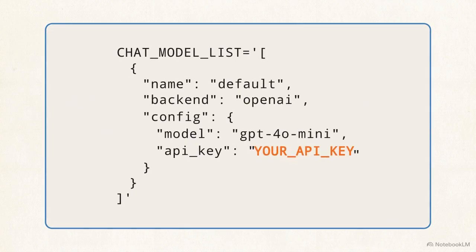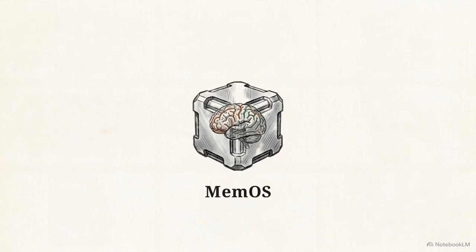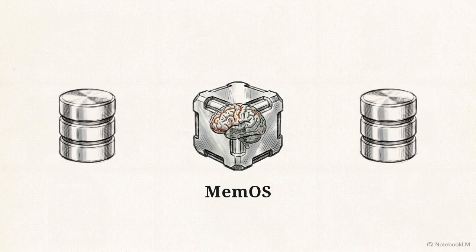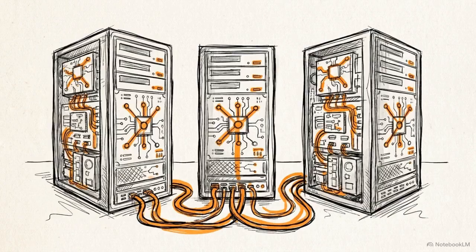Inside, locate the chat model list variable. It is a JSON array nested inside a string. Paste your LLM API key directly into that structure. Save the file, navigate into the Docker directory in your terminal, and execute docker compose up. This Docker command is doing the heavy lifting behind the scenes. It downloads MemOS and automatically links it to 2 dedicated databases, Neo4j for handling graph memory and Qdrant for vector storage. This command provisions the full database stack required to run MemOS locally.